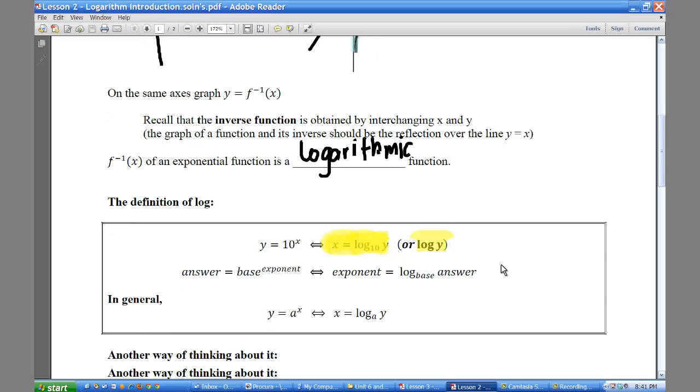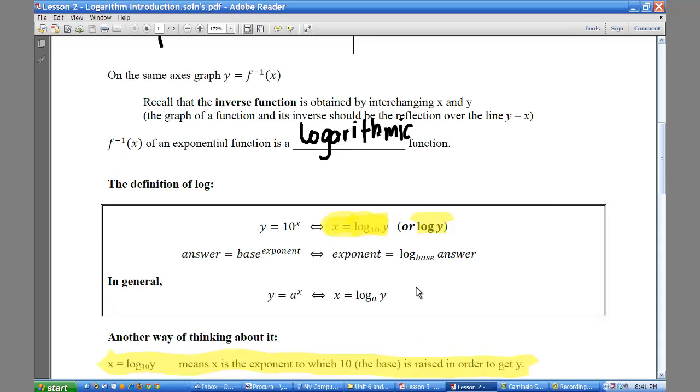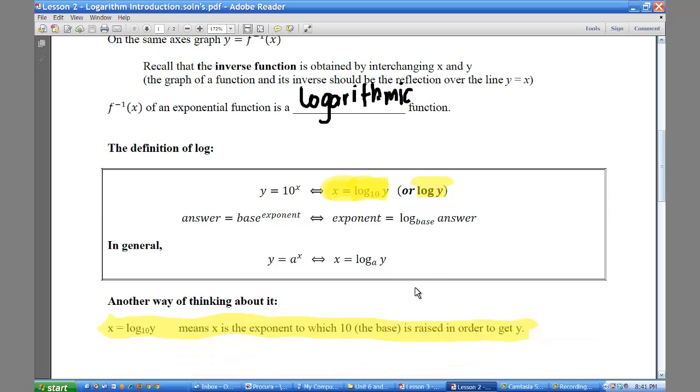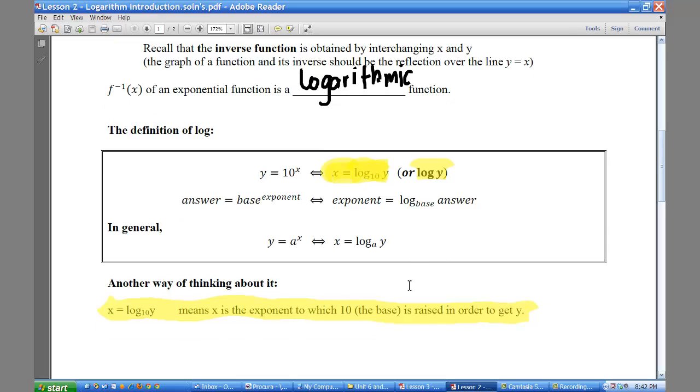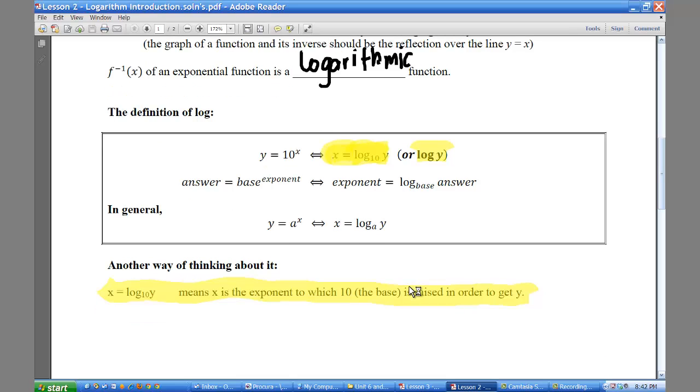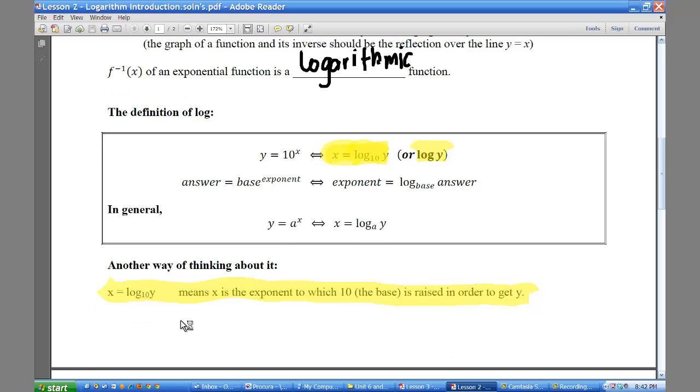So, answer equals base to the exponent. From here, exponent equals log of the base of the answer. So y equals a to the power of x, where x equals log of a of y. Okay, so again, x equals log of 10 of y means x is the exponent to which 10, the base, is raised in order to get y.